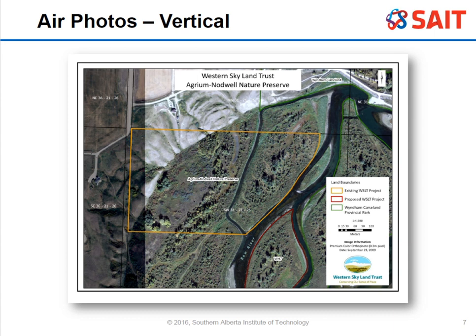So here's an example that you can see. It looks straight down. We don't really get a sense of any topographic detail, but we can see what's happening on the ground.